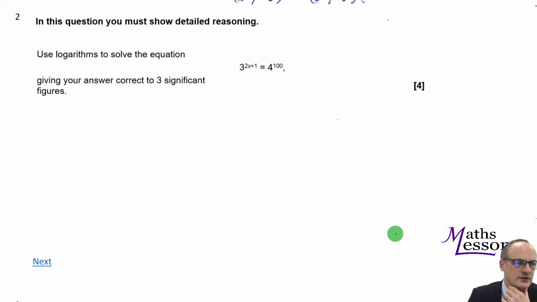So, question 2. This is another one you should be aiming to do in much less than the time. It's a standard question. You should know how to do this almost without thinking. You should just get straight into the question. So, you should be able to knock it off in 2 to 3 minutes, really.